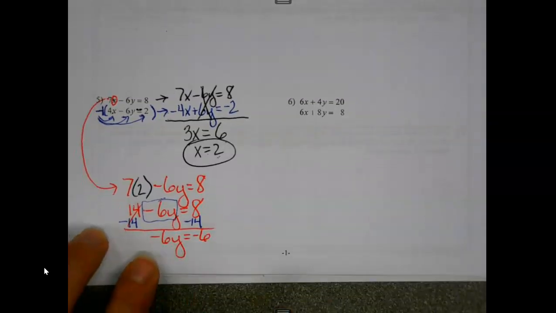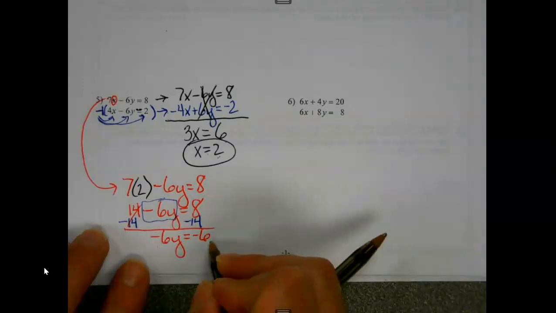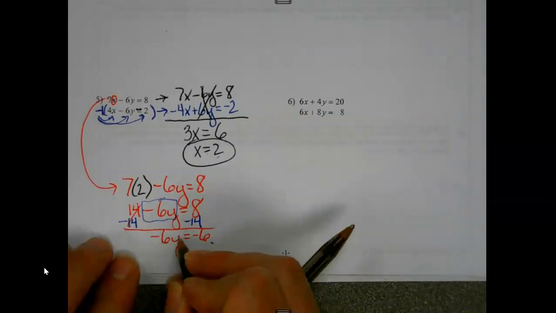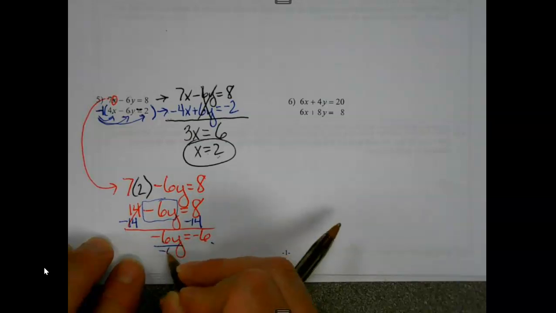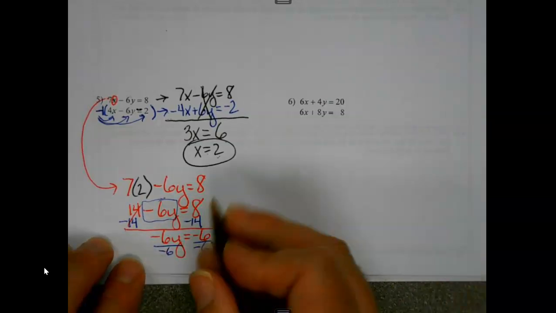And I know I say this a lot, but I keep seeing it, so I'm going to keep saying it. This is not add 6, add 6. That's -6 times y. So we got to do a divide on that one.